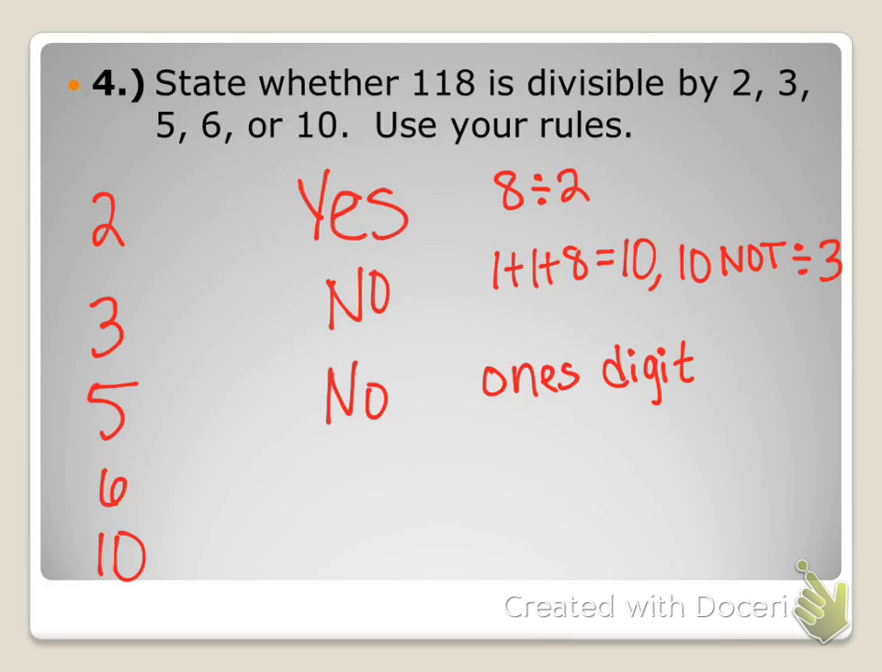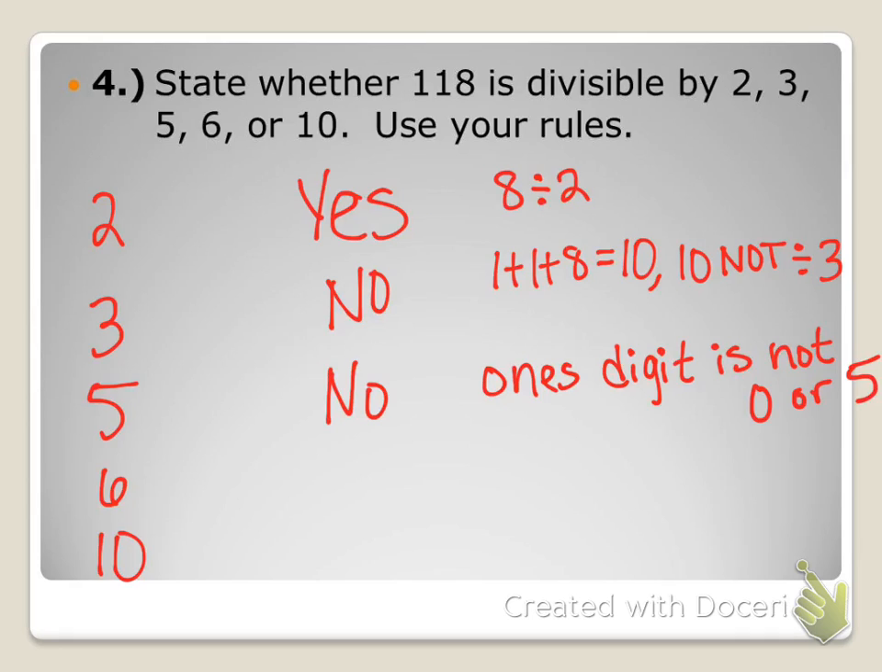So you could say ones digit is not 0 or 5. You could say the ones digit is an 8. So I'll put the other way this time, 0 or 5. Ones digit is not 0 or 5. It's another way of explaining it from how we did it last time.